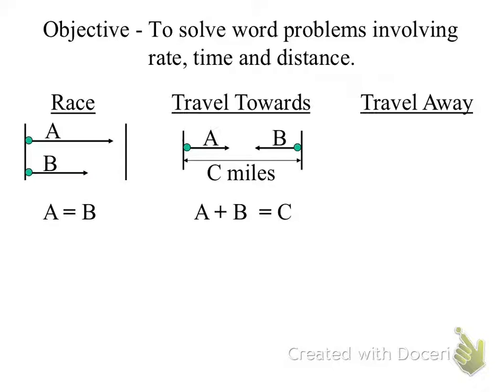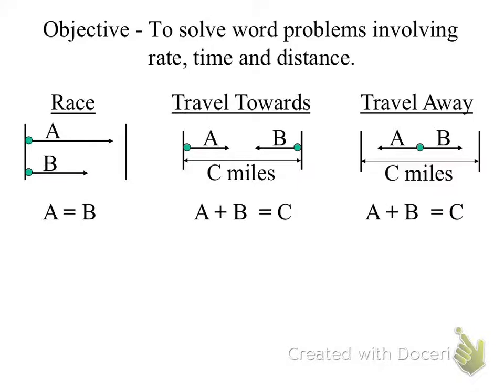The last kind of situation is when you start at the same place and you both travel for a certain period of time. Your two distances will also equal a total distance. You should be writing the diagrams. All of these you should be on your third. So in this case, the distance of A plus the distance of B will equal a total distance of C. Now these are implied.